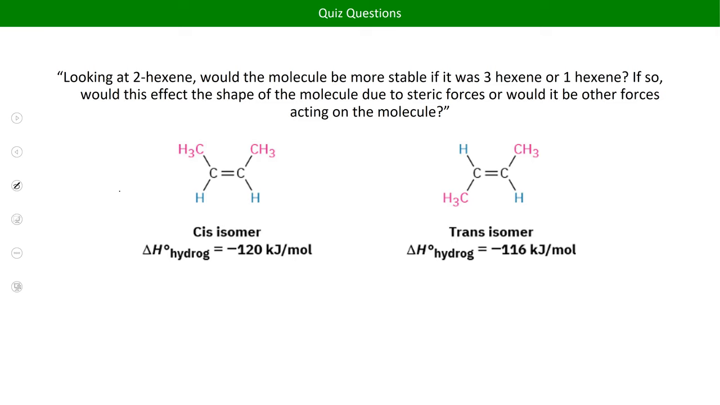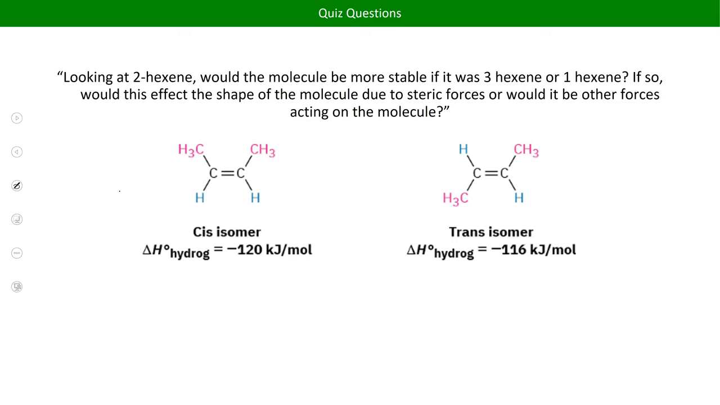We can look at the heat of hydrogenation and get an idea of how stable that pi bond specifically is. And when we do that, we do see that it's more downhill in energy by about 4 kilojoules per mole for the cis isomer versus the trans isomer. So the trans isomer is going to be more stable, like you would expect from the sterics.